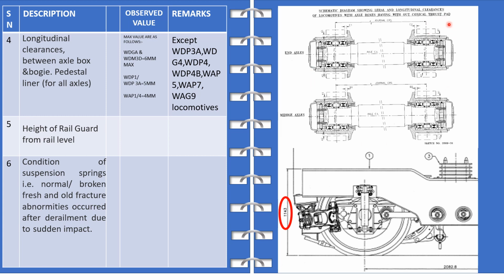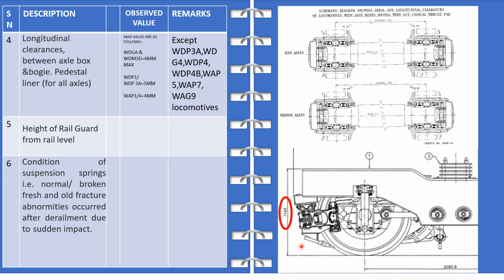Similarly, for right hand side also this value and this value. So both these values are to be added together for end axle as well as for middle axle. And this is another condition of suspension springs: normal, broken, fresh, broken.